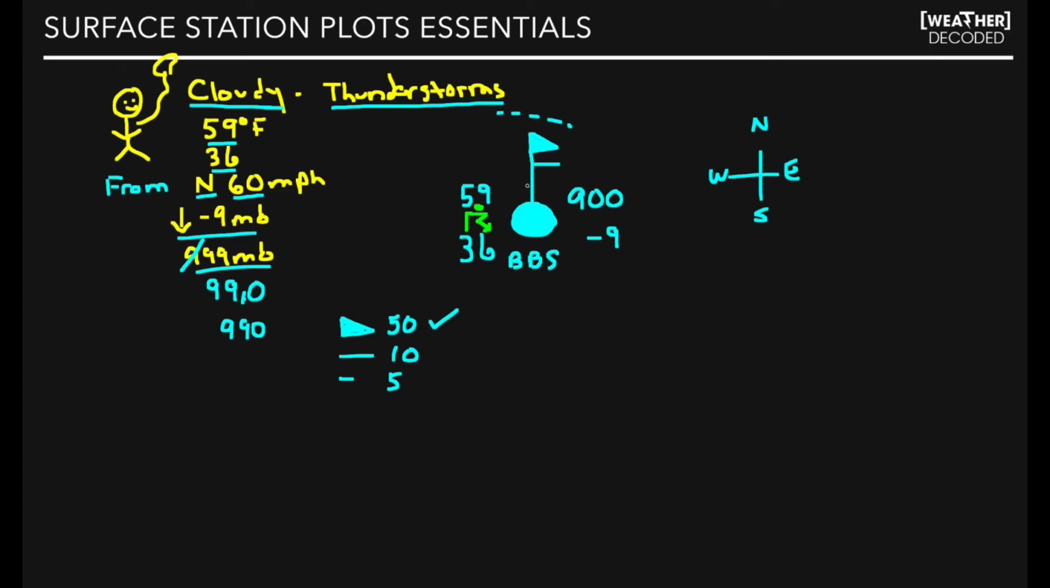Winds are out of the north at 60 knots. There's a thunderstorm. The pressure is 900 millibars, and the pressure's falling by 9 millibars. So that is what's happening in good old Bob's backyard. So we have done our first station plot.